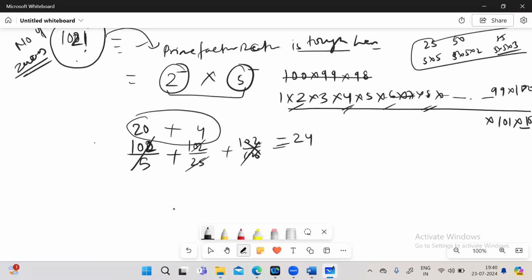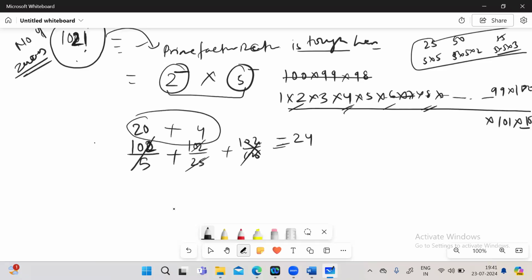Let's count for the power of 2 also. Like if we write 100 factorial or 102 factorial, let me go with this only. What power of 2 will be there if we do the prime factorization of 102 factorial?